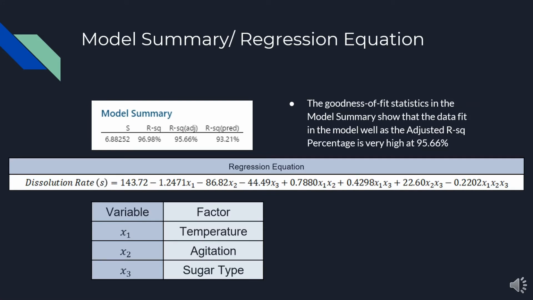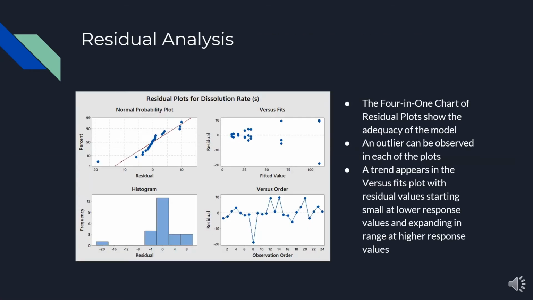The model summary with respect to the regression equation shows that the data fit the model pretty well. As shown in the adjusted R-squared, we have about a 95.66% fit. The 4-in-1 chart of the residual plots shows the adequacy of the model. Most of the points correlate with each other, but in each plot we can observe an outlier which slightly skews our results. Within the versus fits plot, we can see a trend where as the fitted value or the observation number increases, the residual begins to grow and scatter more rather than stay consistent.